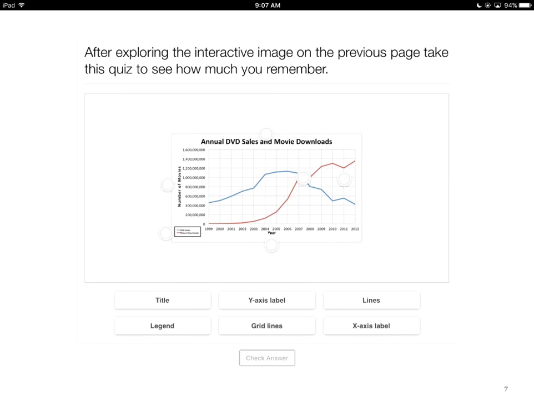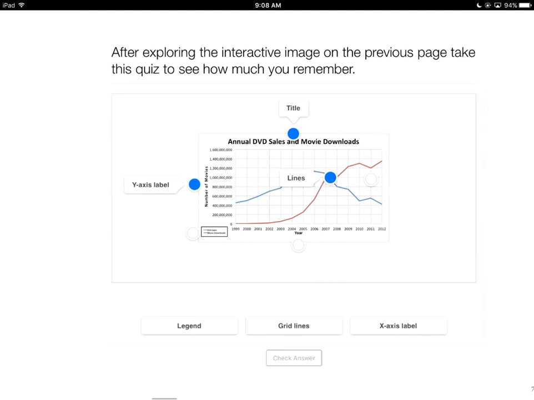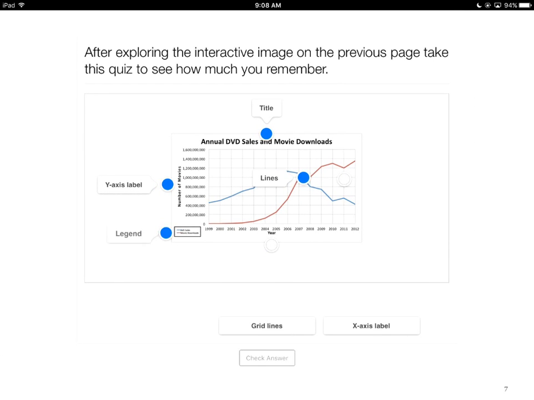When they feel they do understand the components of a line graph, they move to the next page, and they're able to drag and drop the labels to the correct places and then check their answers. So I'll just quickly label this here and press check answer, and we'll see which ones are correct.